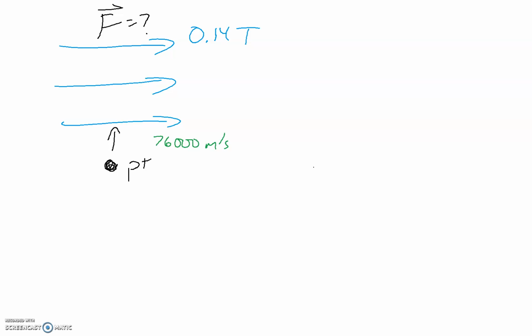Really simple. To calculate the force, magnetic force is QVB sine theta. It's coming in at 90 degrees, so sine theta is going to be equal to 1. You have the charge of the proton, you have the V, you have the B. We just have to multiply those three things together. And if we do that, I believe we get 1.7 times 10 to the negative 15 newtons. So that's the force on the proton, just that straightforward. Okay, so let's try something else.